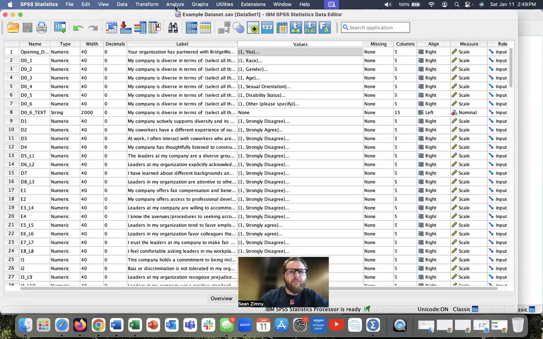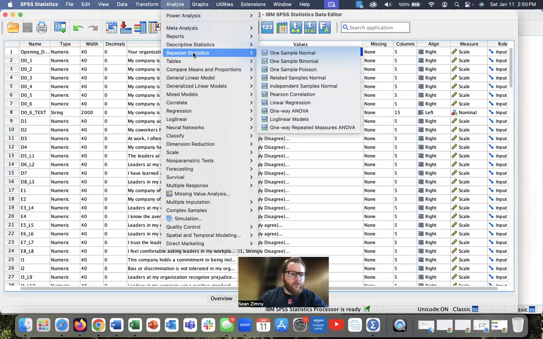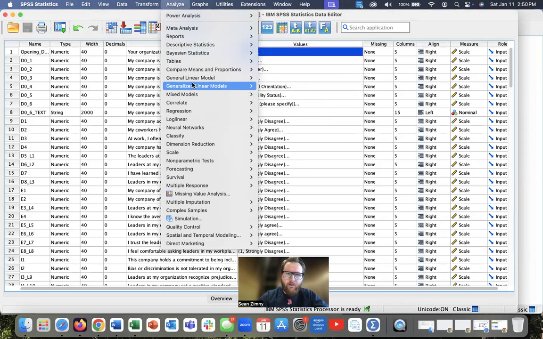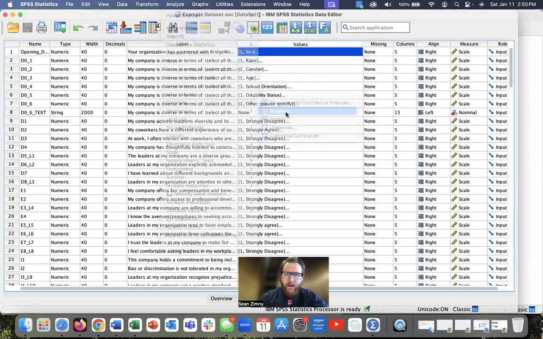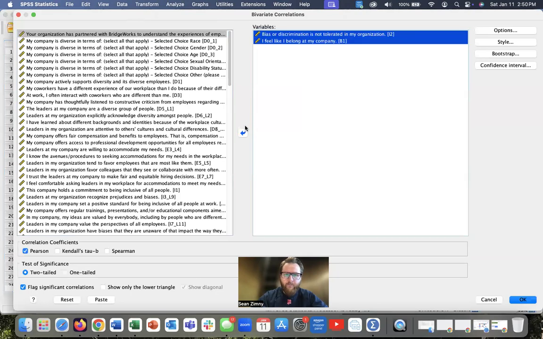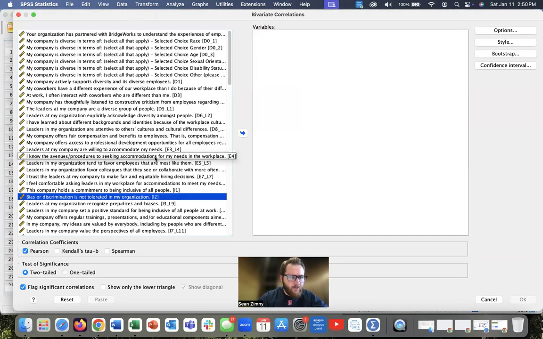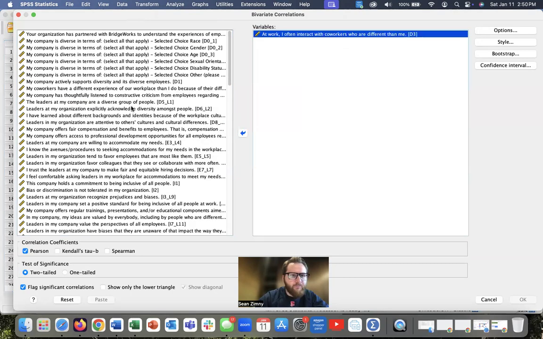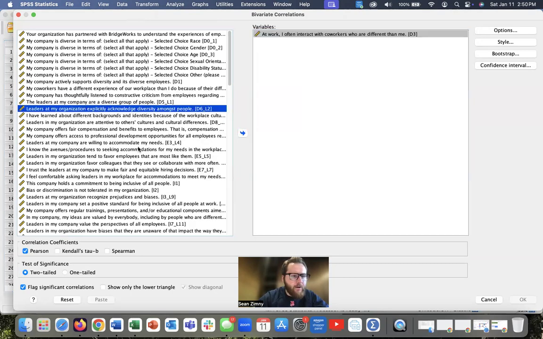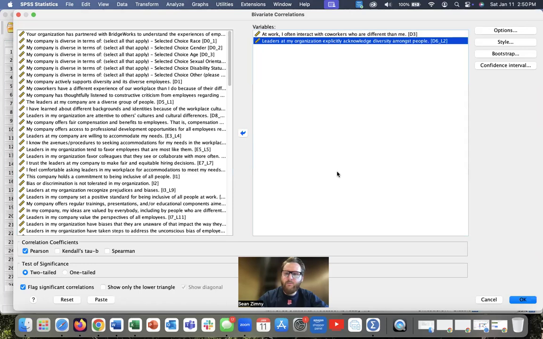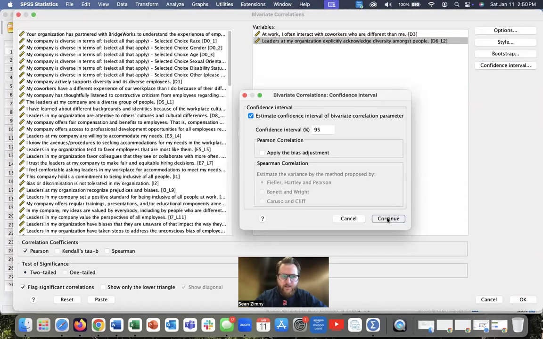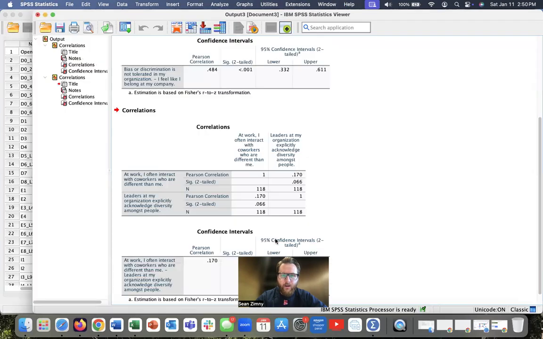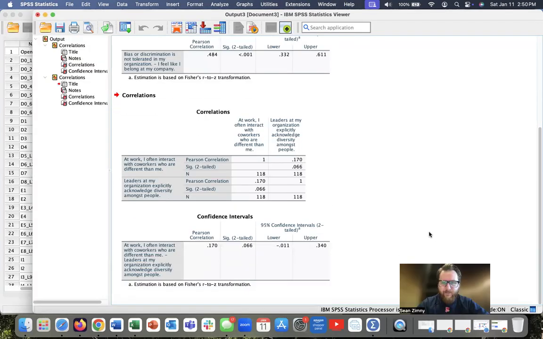Let's run another, okay? I'm going to show you what a non-statistically significant relationship looks like. So let's correlate again, bivariate. Let's take these two out. Keep all the same settings, but let's do, at work, I often interact with coworkers who are different than me, and leaders at my organization explicitly acknowledge diversity amongst people. We're going to keep the same confidence intervals, 95%. Let's run it. So here it looks a little different, doesn't it?